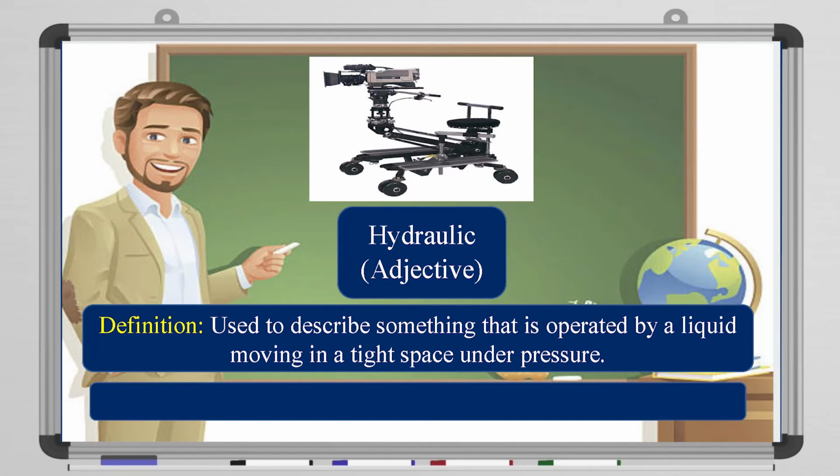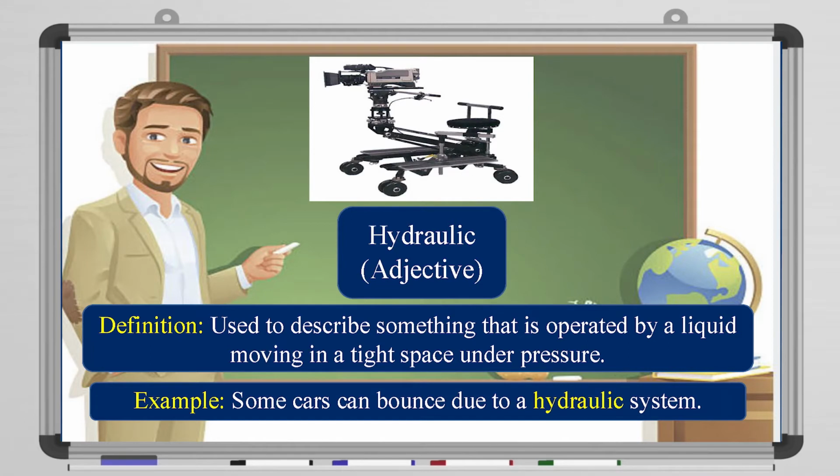Hydraulic is an adjective, and it is used to describe something that is operated by a liquid moving in a very tight space under pressure. Okay? So if you see, for example, in some movies, some cars have the ability to bounce up and down. Is that correct? This is because these cars have hydraulic systems installed in them. So if you look at the example, some cars can bounce due to a hydraulic system. Did you get that one?